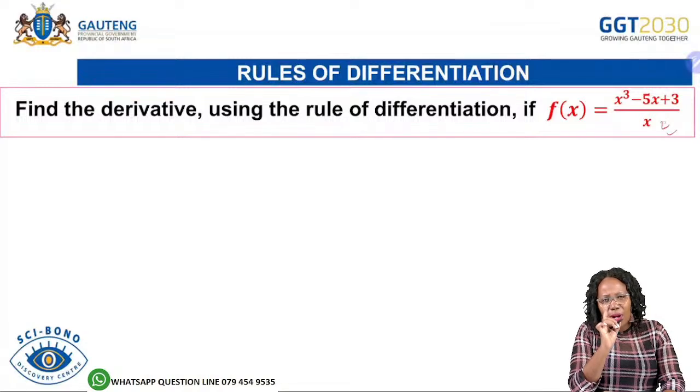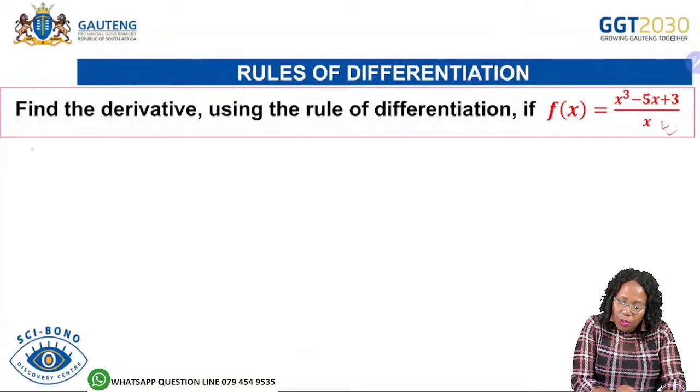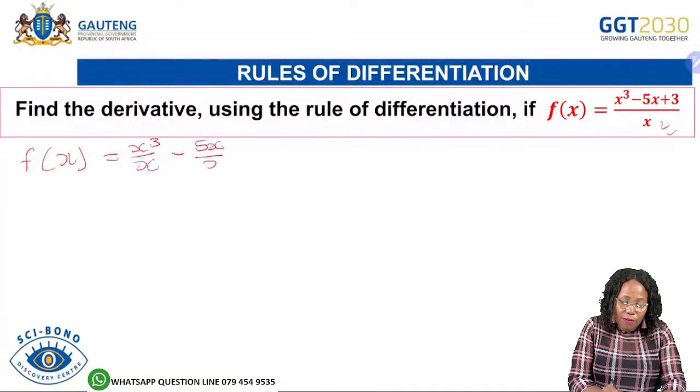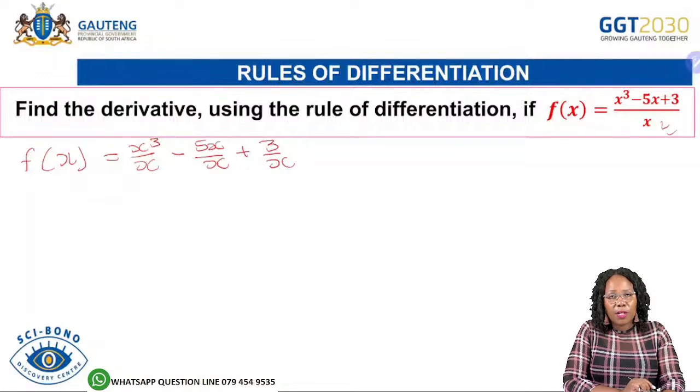Because it's only one term, we are going to separate it back to its LCM. This will be f of x equals x cubed over x, each term now taking the denominator x, minus 5x over x, followed by 3 over x. That is your first step, grade 12.